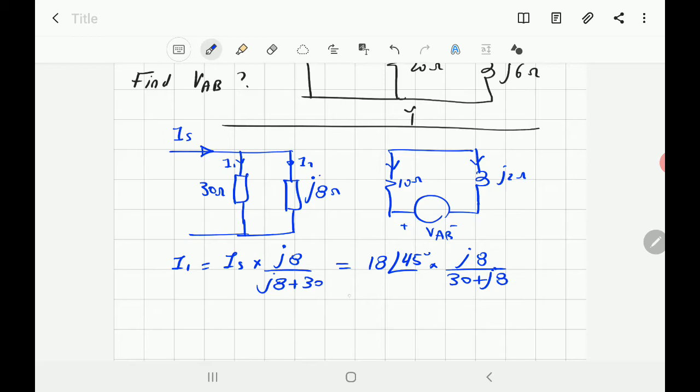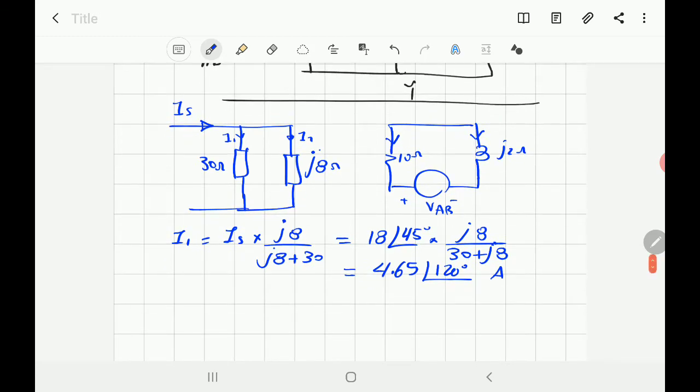I got the value of I1, 4.65 on angle 120 degree. I advise you to work this problem again and try to solve it yourself using the calculator that you got used to, so be careful and get used to it before you go to the exam.